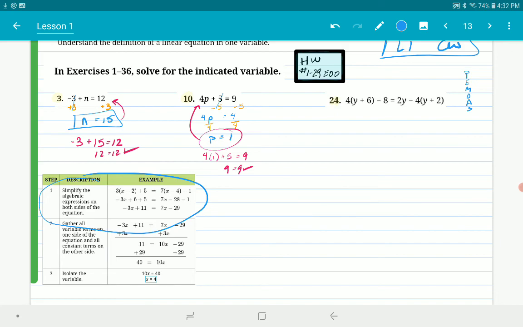So the first step of simplifying would be that P, the parentheses, or grouping symbols. So I need to get rid of the parentheses, and I do that by taking what's in front of the parentheses and distributing. So my 4, I want to multiply it by the y and multiply it by the 6, which gives me a 4y plus 24. That negative 8, nothing happens to it. I just carry it down. And then I have a 2y, and I have a minus 4 times y plus 2 in parentheses.